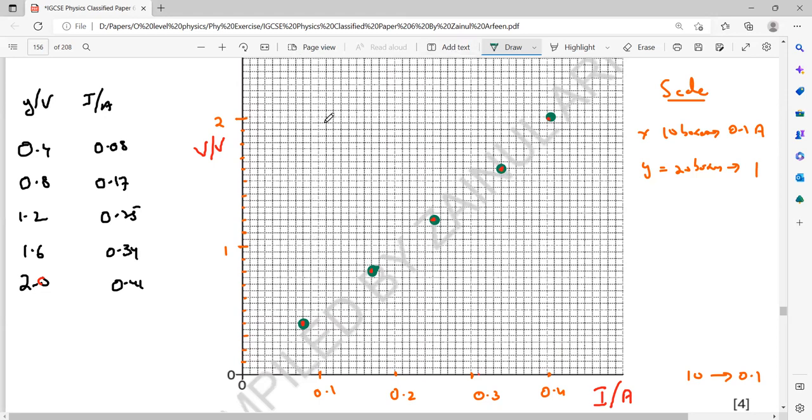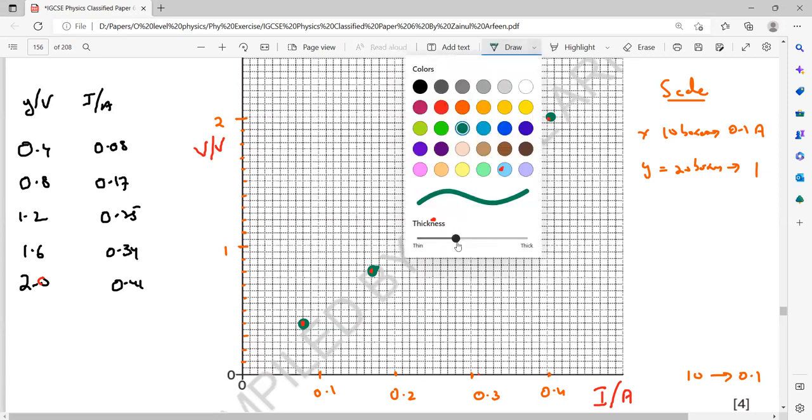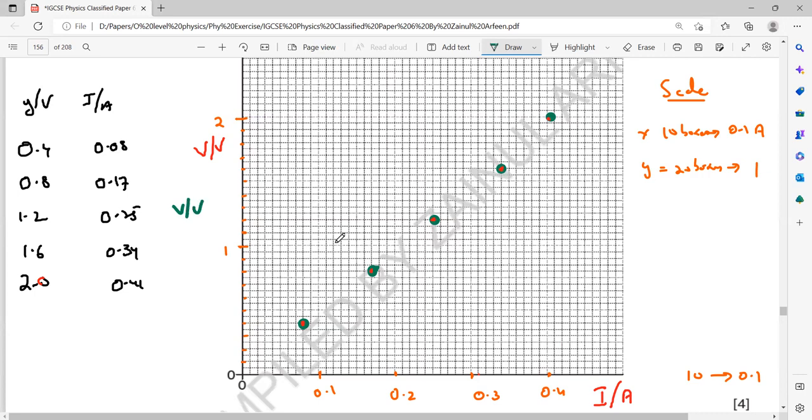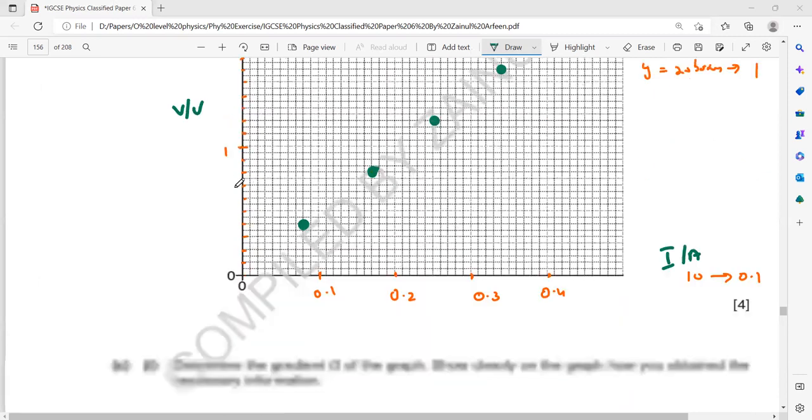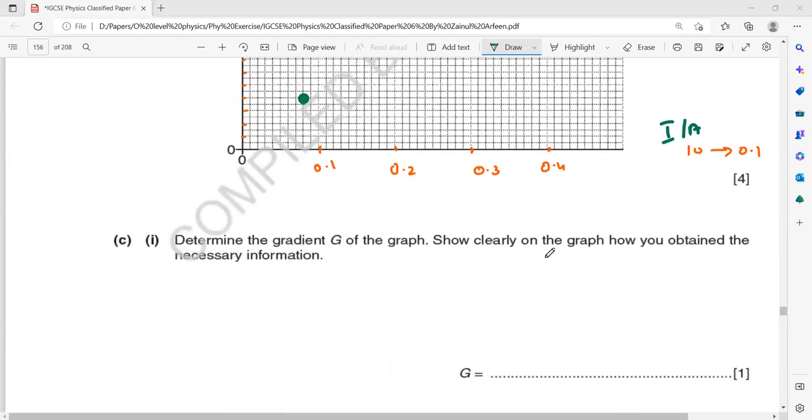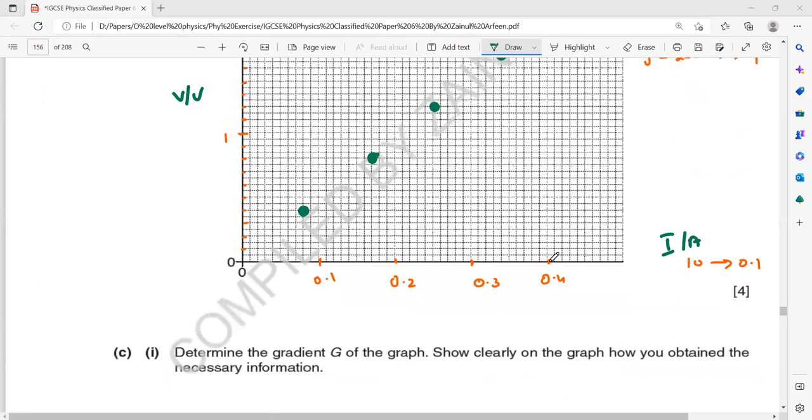In which we were having this was a voltage and this one is a current. Then after labeling, determine the gradient and show clearly how you obtain the necessary information.